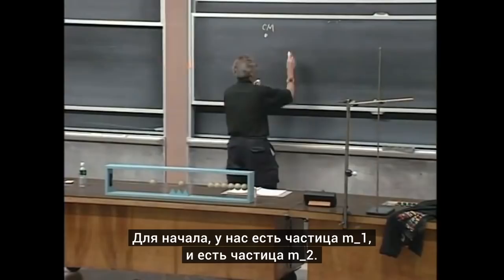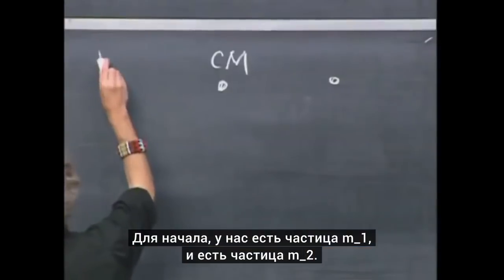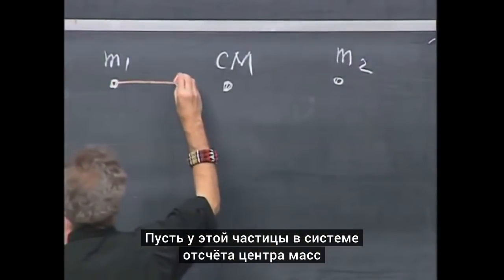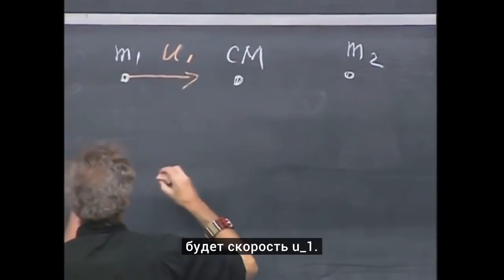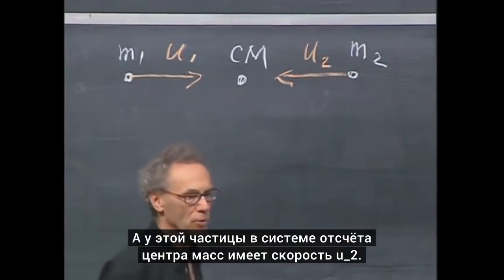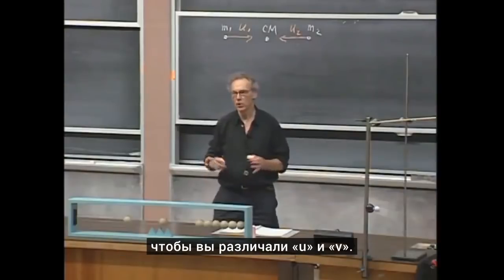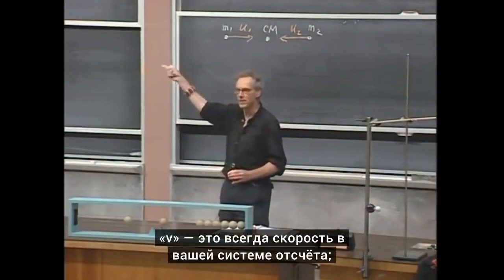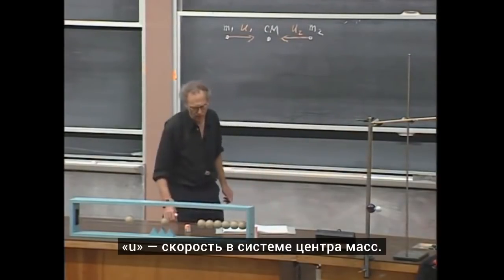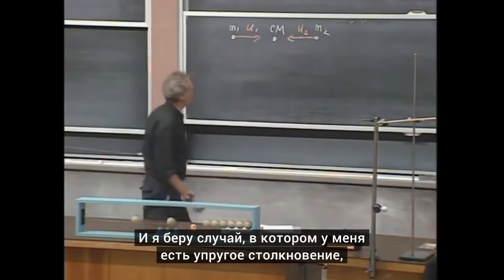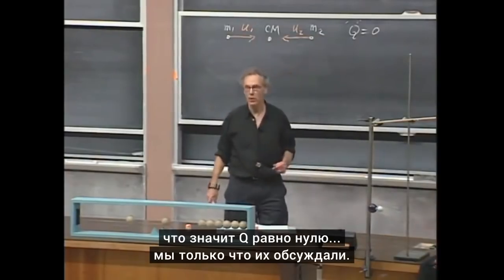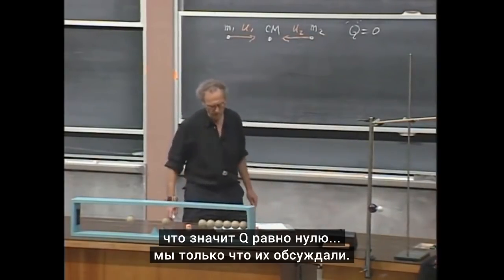First, we have a particle m1, and we have a particle m2. Let this one, in the center of mass frame, have a velocity u1, and this one in the center of mass frame has a velocity u2. I give them specifically u's, so that you can separate the u's from the v's. The v's are always in your frame of reference, the u's are in the frame of reference of the center of mass. And I take a case whereby I have a completely elastic collision. That means Q is zero, the kind that we have just discussed.